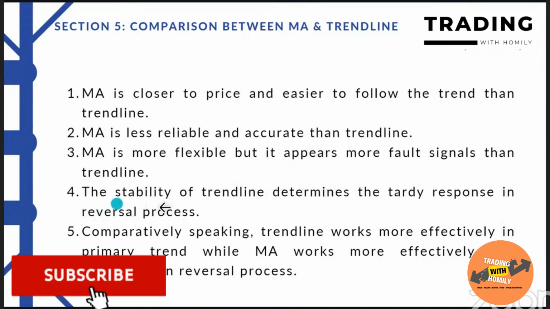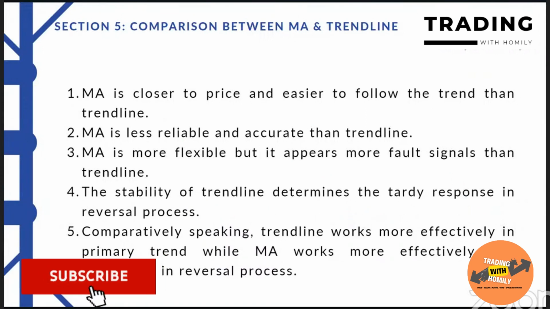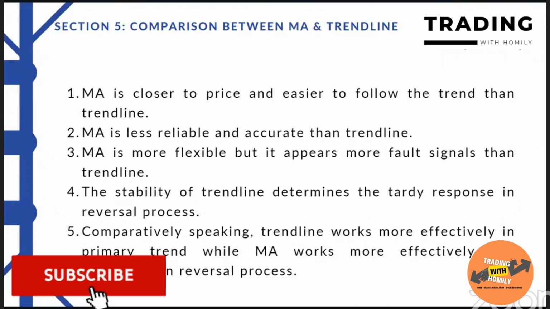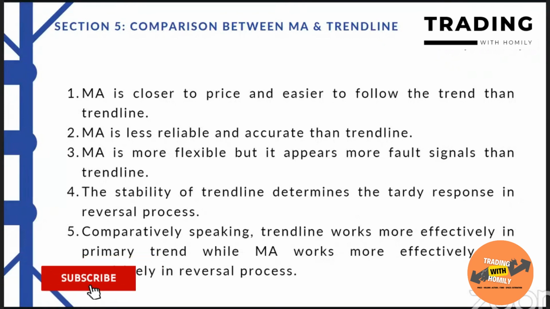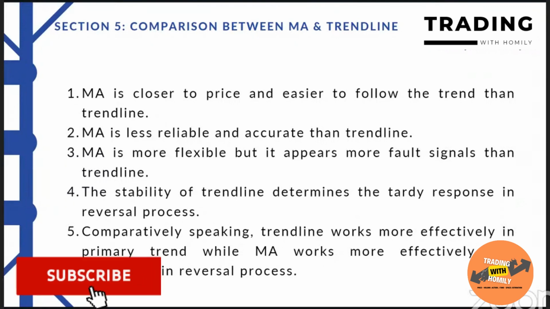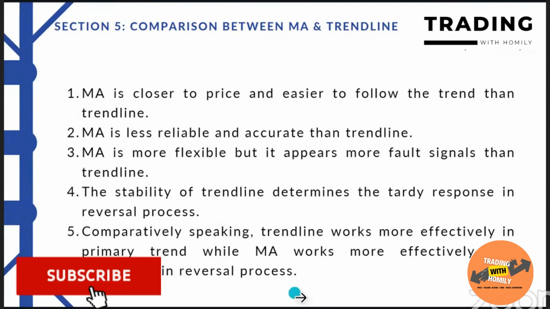The fourth, the stability of trend line determines the trading's response in the reversal process. The trend line is relatively stable, so when the stock price is about to fall below, we can find out a new trend. So the reaction in this part is relatively slow, but MA is closest to the price and will let us know the stock price change at once. So therefore, they need to be used in conjunction with each other, and the success rate will be relatively high.